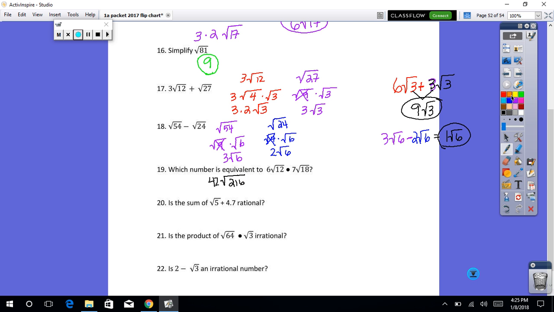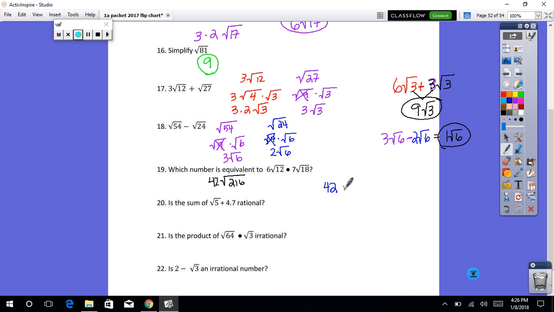Okay, so now let's try to think of some things that multiply to give us 216. Let's try some perfect squares first. So I'm going to try 16, 4, let's try 36, and that worked. Okay, so I have 42 that's already out here.